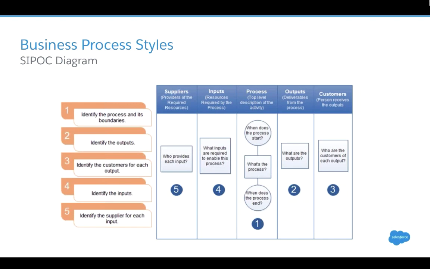And the first step is a SIPOC diagram. It really represents 5 main categories, and they're listed there across the top: the suppliers, the inputs, the process itself, the outputs, and the customers. And if you walk through the steps that are itemized there, you set up the start and end of the process.